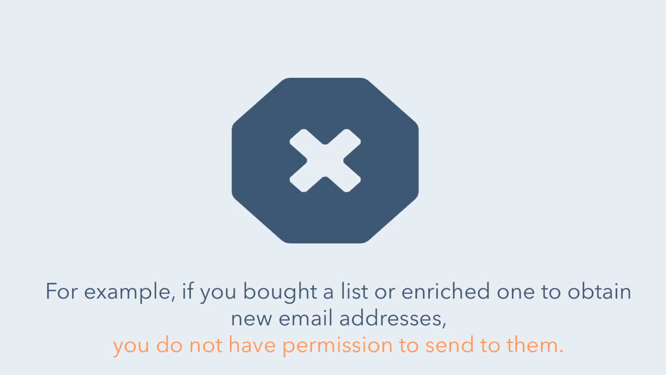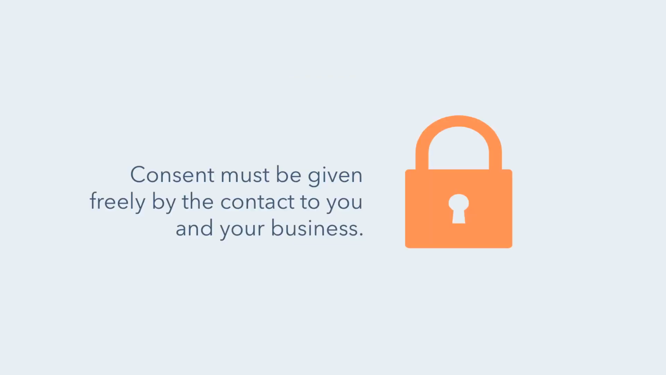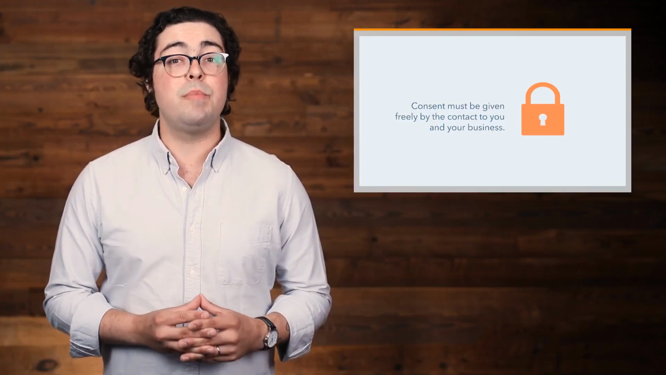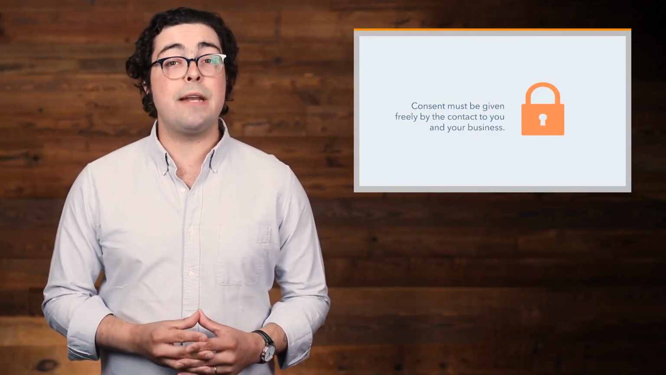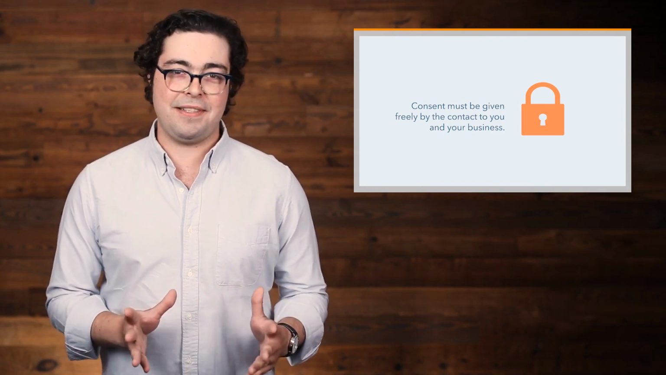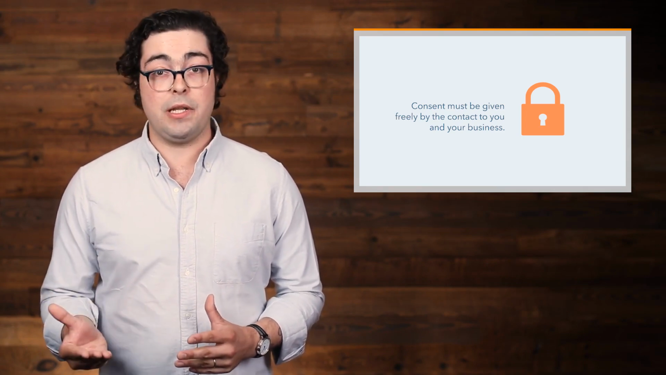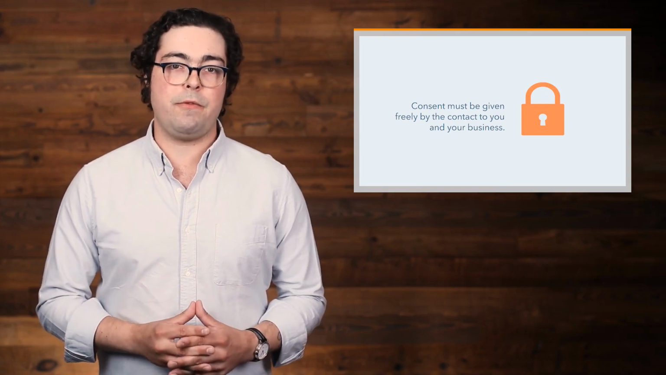For example, if you bought a list or enriched one to obtain new email addresses, you don't have permission to send emails to them. You can't purchase consent or permission. Consent must be given freely by the contact to your business. Purchasing a list is just not an option when it comes to building trust and obtaining consent from your contacts. Just don't do this. Instead, collect consent where your contacts are freely giving it to your business. Asking your website visitors to fill out a form, for example, is a great way to obtain consent from them.